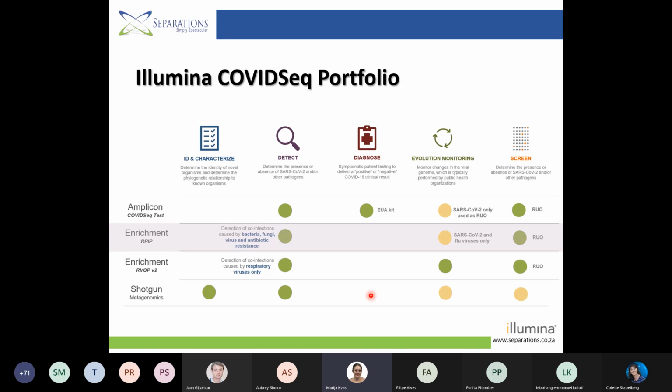And just to summarize the COVID-seq portfolio that Illumina has, we spoke about 4 different approaches out there. Obviously, depending on which ones you utilize, you would be able to just identify and characterize SARS-CoV-2 or the different respiratory pathogens in there, but others you would be able to detect and to monitor evolution, and all of them are actually able to do the screening for you of just SARS-CoV-2 or other pathogens.